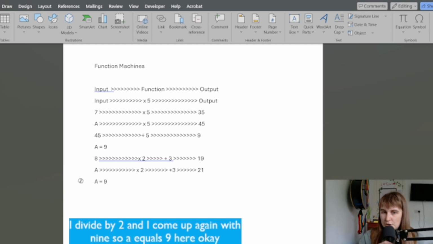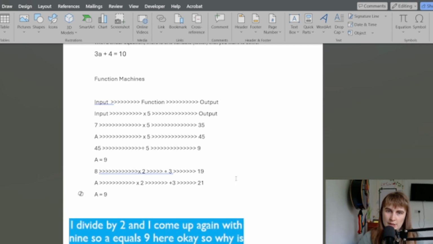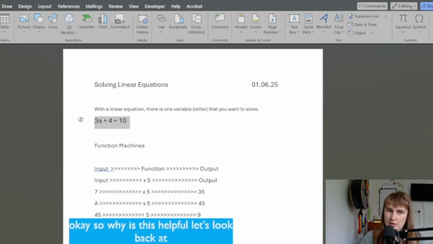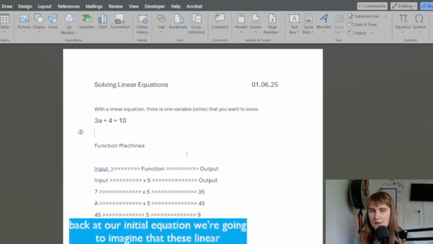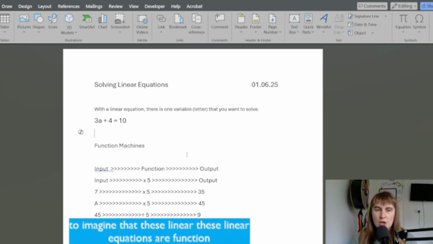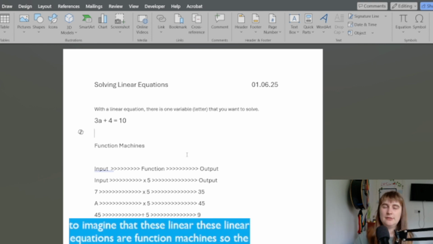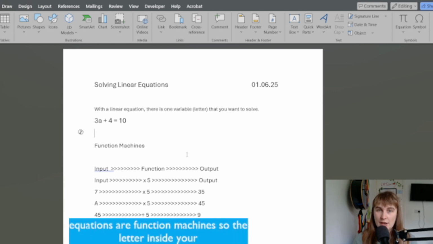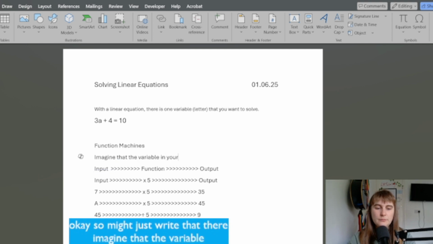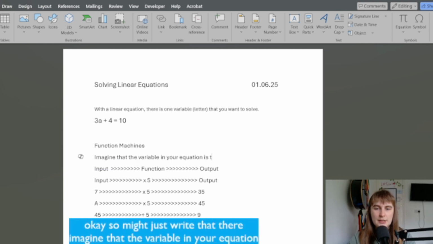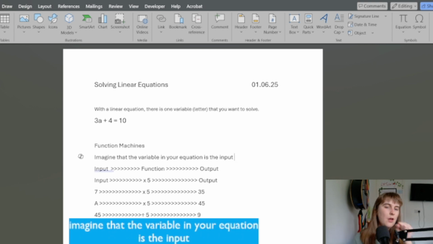Okay, so why is this helpful? Let's look back at our initial equation. We're going to imagine that these linear equations are function machines. So the letter inside your equation is the input. Imagine that the variable in your equation is the input.